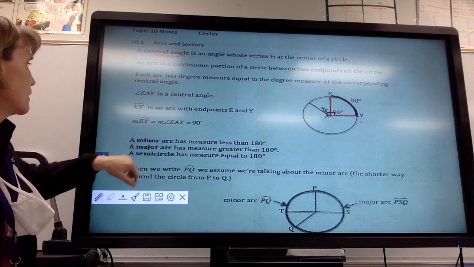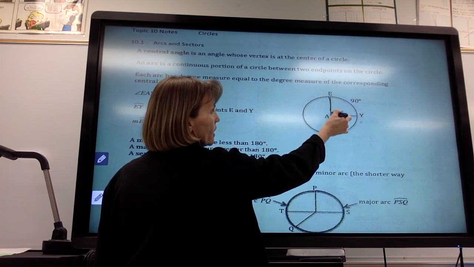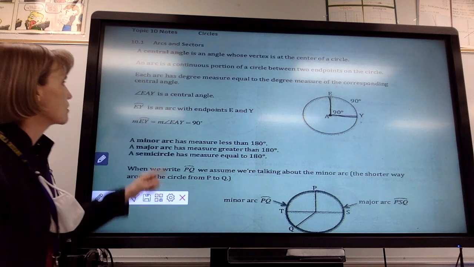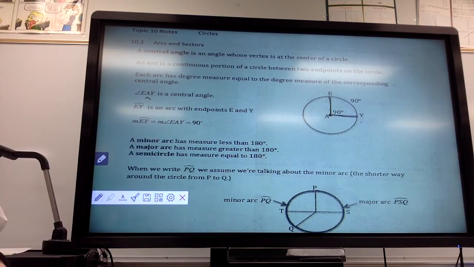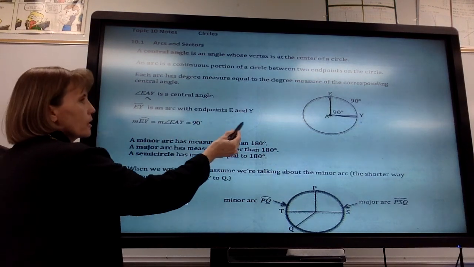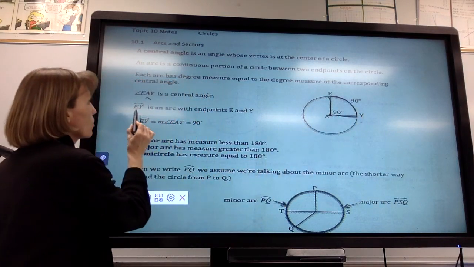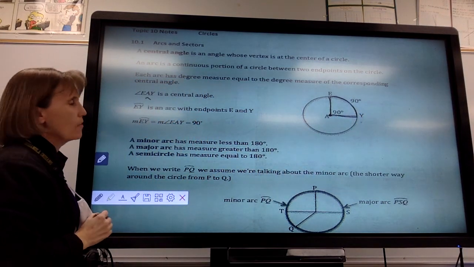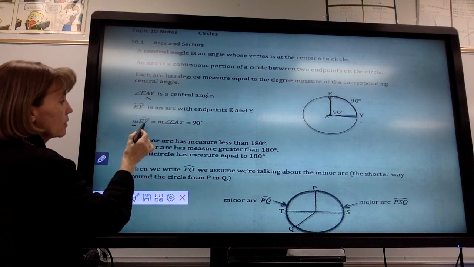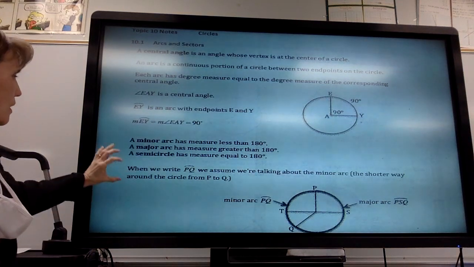Angle EAY is a central angle. We've already talked about that. Here's angle E, goes down to A, and it goes down into Y. The vertex, that center letter, has to be in the center when you name the angle. Okay, and then we've got different arcs. We would call the arc EY. From E on the outside of the circle to Y, that is an arc. And we use this little arc symbol above the two letters. Okay, if I ask for the measure of the arc, it's equal to the measure of the central angle. They're both 90 degrees.